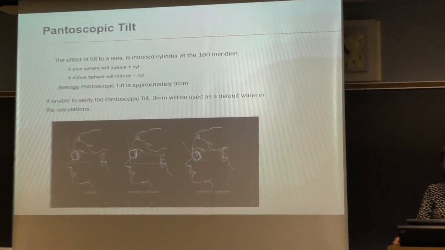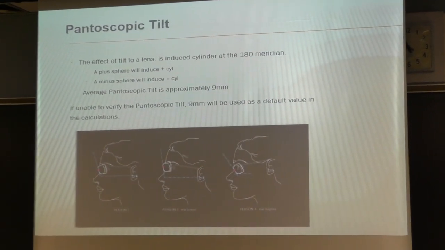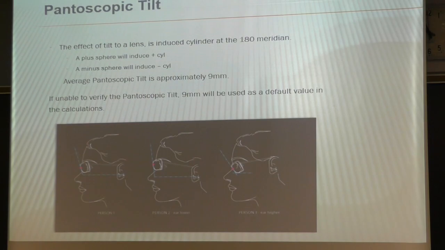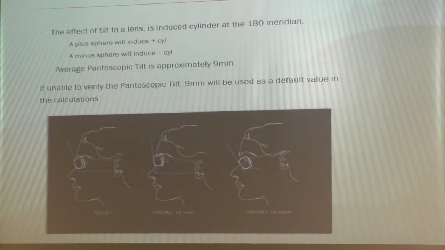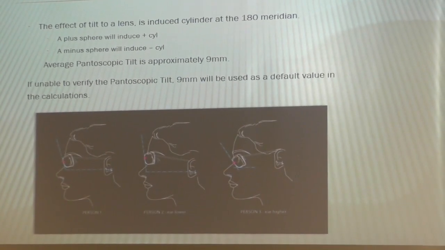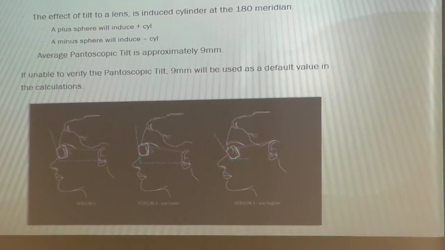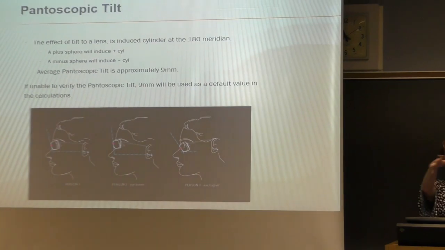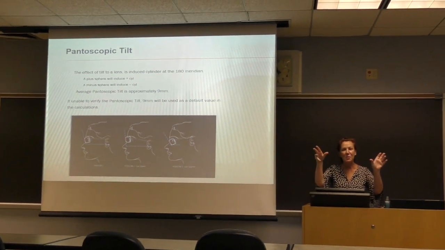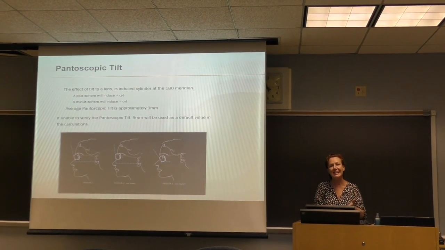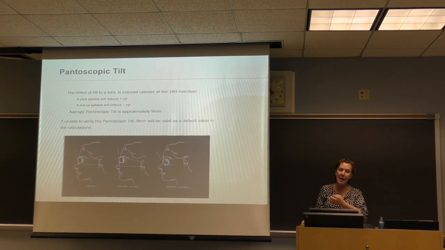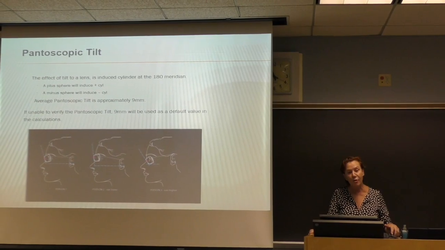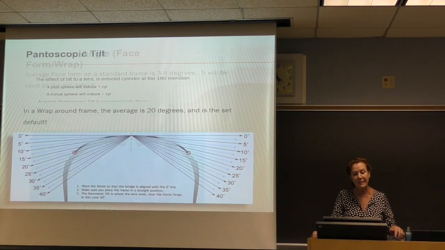Pentoscopic tilt. The effect of tilting a lens is unwanted surface cylinder. And if we tilt a plus sphere, it will actually induce plus cylinder power. If we tilt a minus sphere, it will actually induce minus cylinder power. This is surface cylinder. It happens in space, if you will. It wasn't ground into the lens, but to the brain, it may as well have been ground into the lens, because that is the adverse visual effect that our patients get.